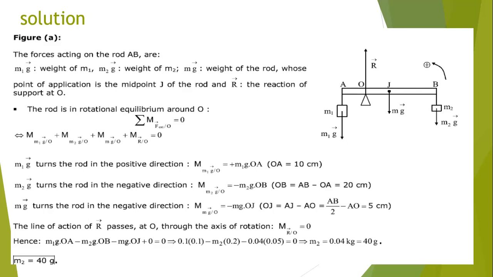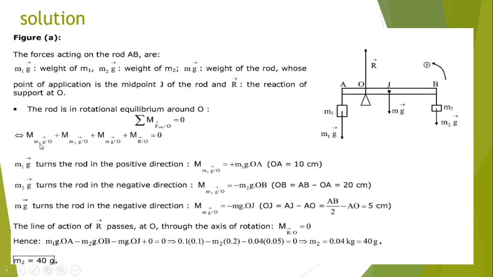in rotational equilibrium. So the rod is in rotational equilibrium around O. So the sum of moments of all forces, or all external forces acting on the rod, should be equal to 0 according to the principle of rotational equilibrium. Sum of moments of external forces equal to 0.